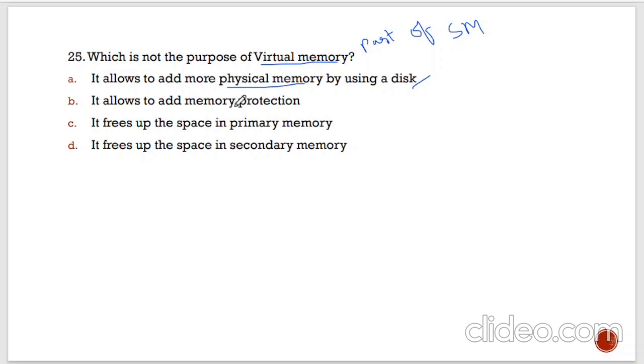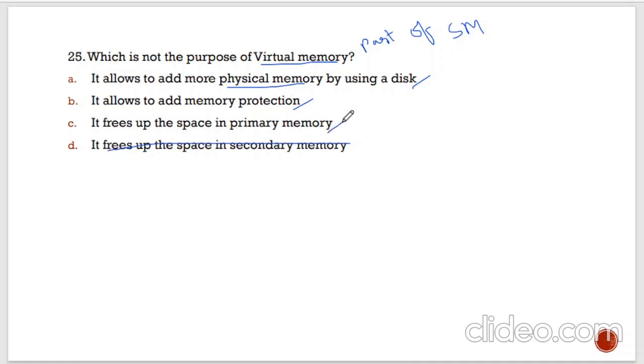It allows adding memory protection. Yes, memory protection means not deleting the data from the primary memory. So it is storing the same memory cells from the primary memory into virtual memory. It is changing the physical address to a logical address, or a logical address to a physical address, but it is not removing any data from the secondary memory. So it is protecting the memory also. It frees up the space in primary memory. It frees up the space in secondary memory. No, it doesn't free up the space in secondary memory.